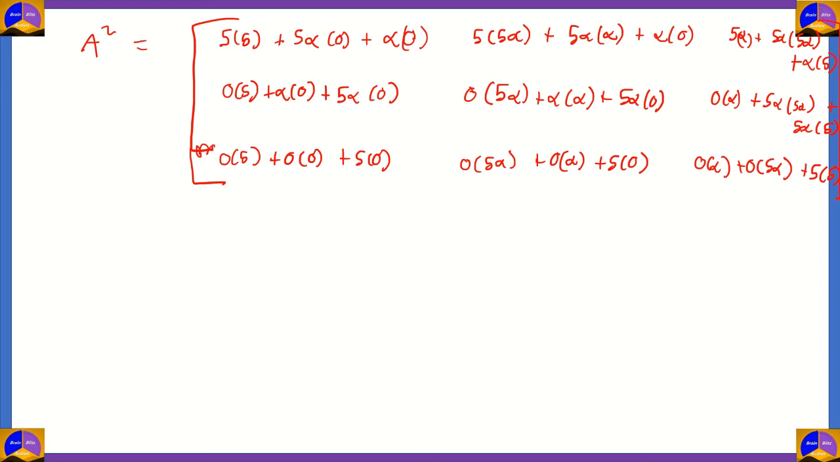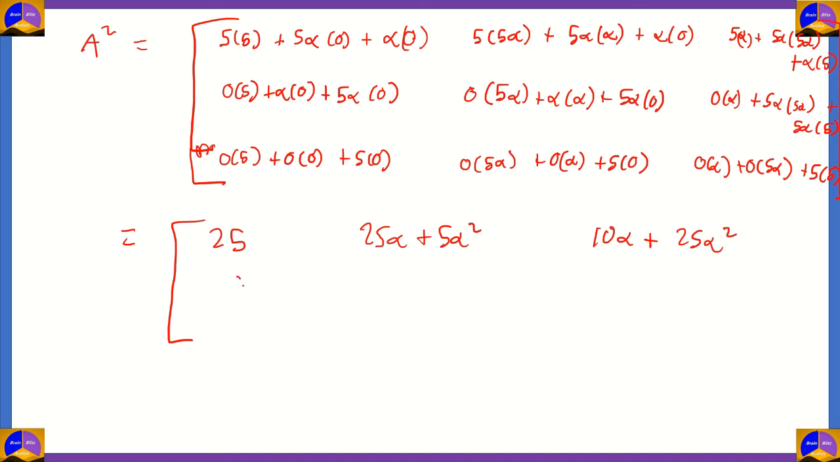So now we'll find out the value of the matrix here. 5 times 5 is 25. All of the other terms are 0. Next we have 5 times 5 alpha, that's 25 alpha, plus 5 alpha squared. Next we have 5 alpha plus 25 alpha squared plus 5 alpha, so that means 10 alpha plus 25 alpha squared.